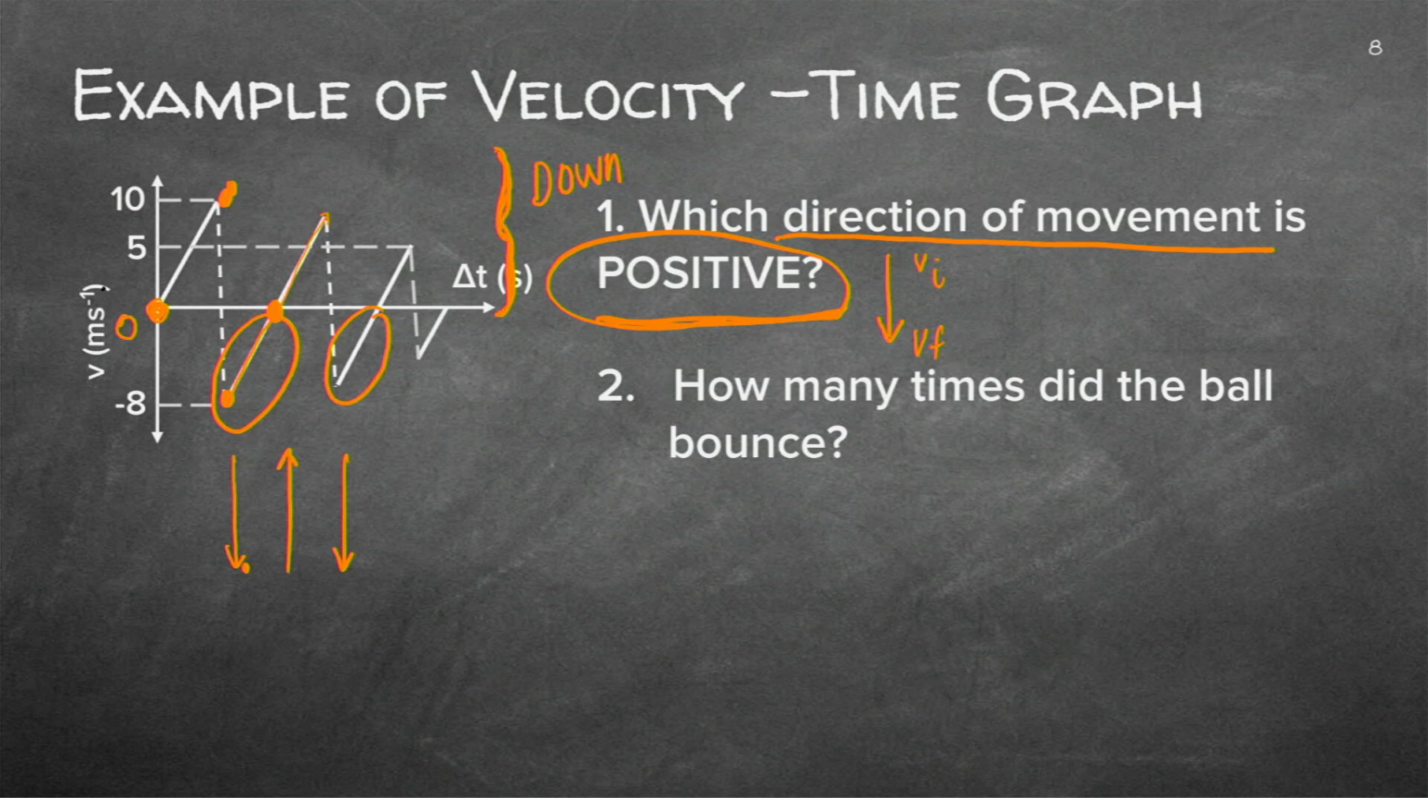How many times did this specific graph represent the ball bouncing? Now, where did it bounce? It bounced there and it started again there. It bounced there and it started again there and it bounced there. So the answer will be 3 times.